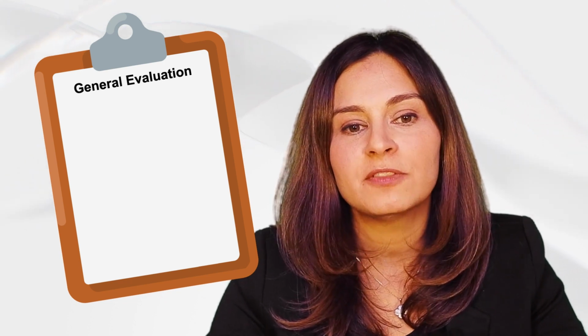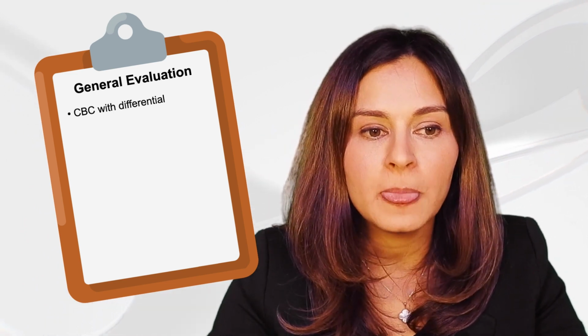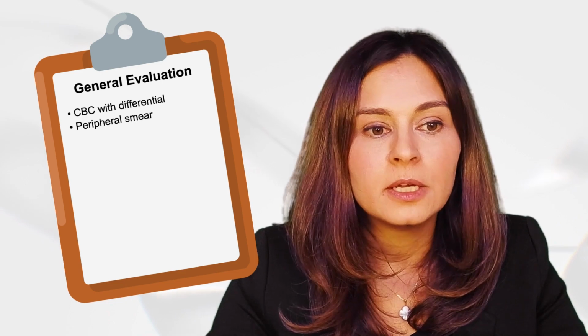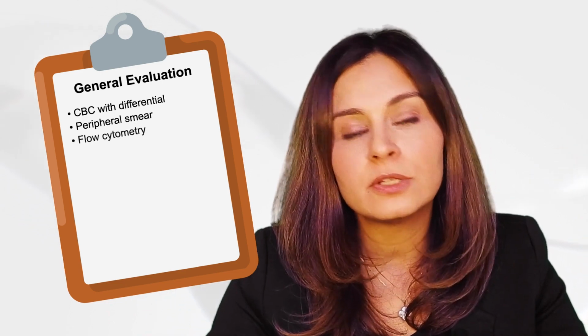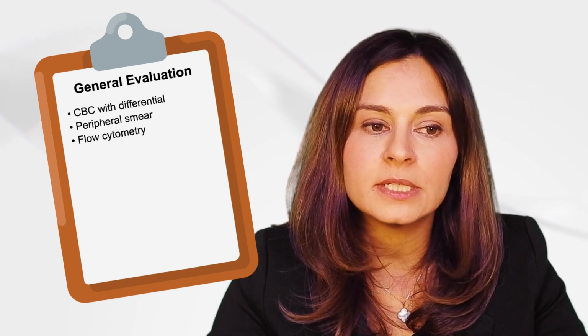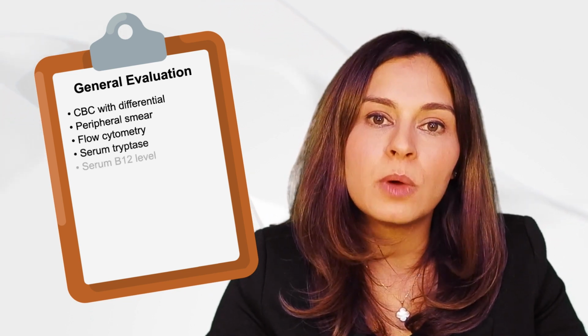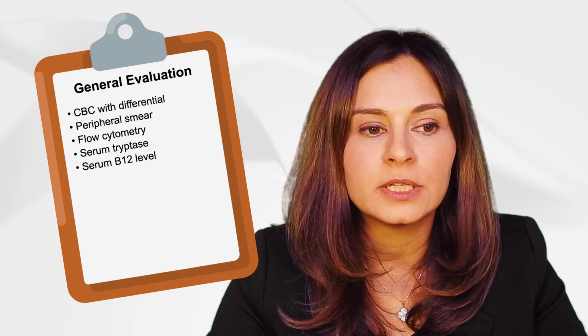So now we're going to walk through the general evaluation of patients with hypereosinophilic syndrome according to the type of symptoms that they might present with or the end organ manifestations and complications that might occur. In general, a CBC with differential is often used to verify the elevated eosinophil count, and sometimes a peripheral smear might be necessary to look for any other abnormalities that might be present in the peripheral blood. Patients oftentimes have flow cytometry to look at the various subsets of T cells that are present, and a serum tryptase and B12 are needed to look for myeloid conditions.